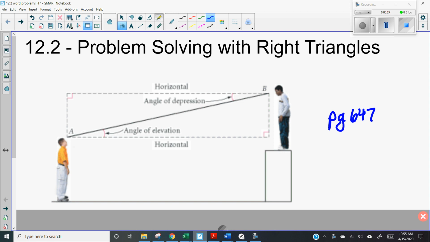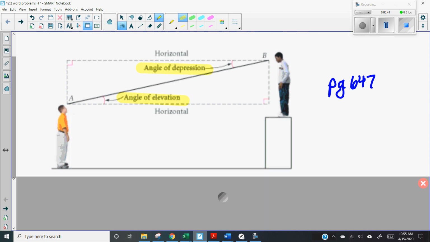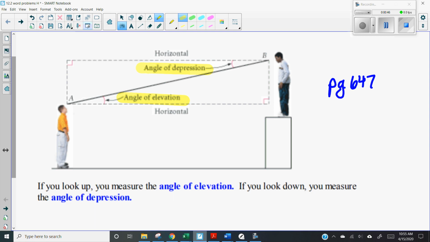But here are the two new terms for today. Angle of elevation and angle of depression. We're going to see a lot of scenarios where they use those phrases. That's going to help you draw your diagrams and draw your triangles. Okay, so what they are, and you can sort of tell from the picture there, but let me give you this description. If you are looking up at something, that we call the angle of elevation. If you're looking down at something, that's called an angle of depression.